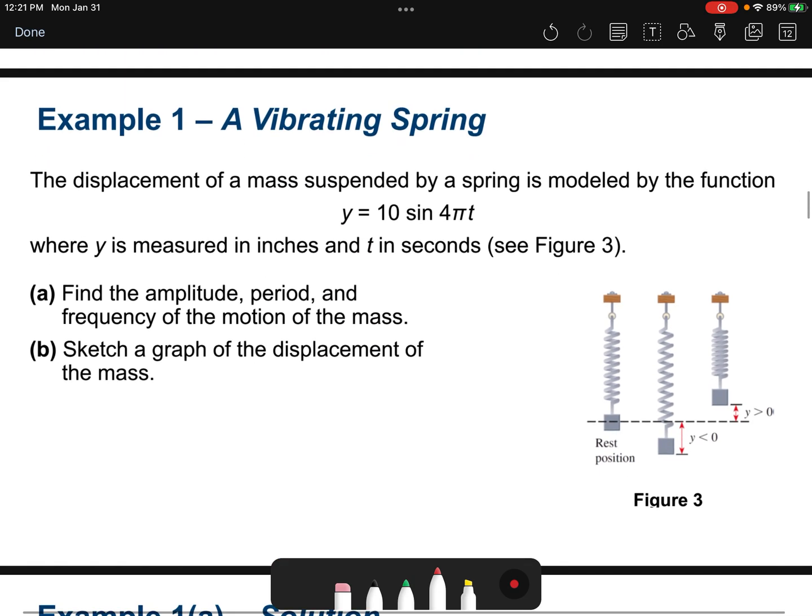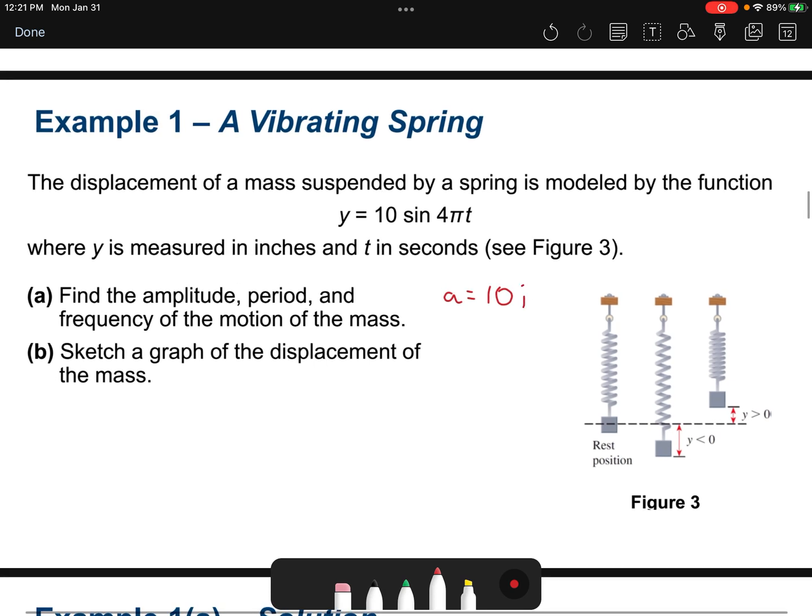Okay, so here's the first example. Find the amplitude and period and frequency of the motion of the mass below, or to our right, given by that formula, where y is measured in inches and t in seconds. So the amplitude then is 10. That means it goes 10 above and 10 below, and I forgot something, measured in inches, so 10 inches. So we have the midline, it's going to go 10 above and 10 below from its rest position.